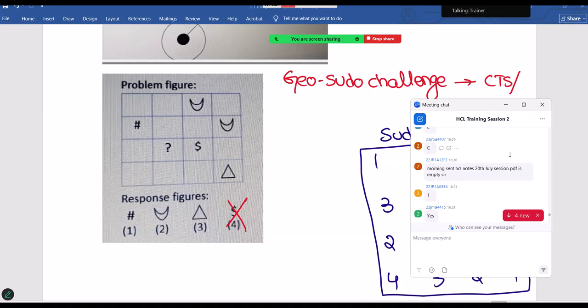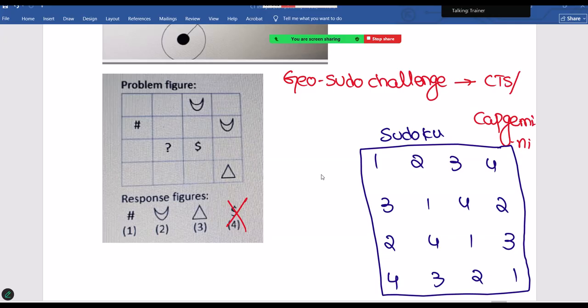Here first thing in this one, notes is empty. Fine, no problem. I'll take care of that and I'll put that right now. That you can mention in group only, right? So I'll just take care of that. No problem with that. I'll share you the notes.